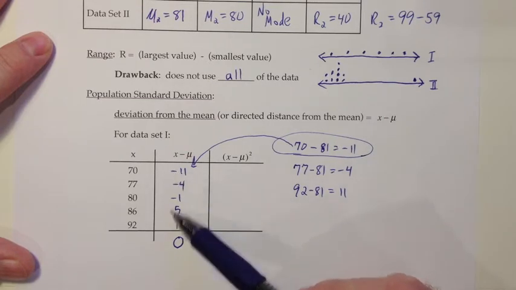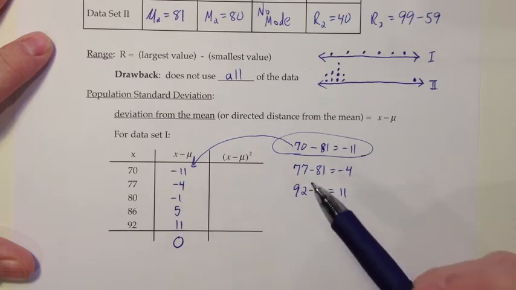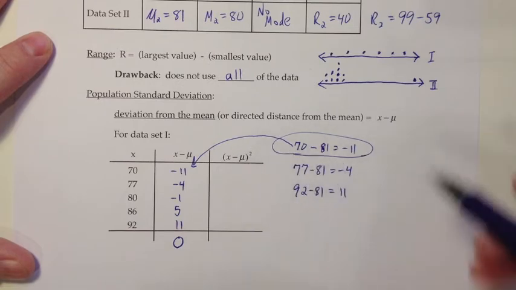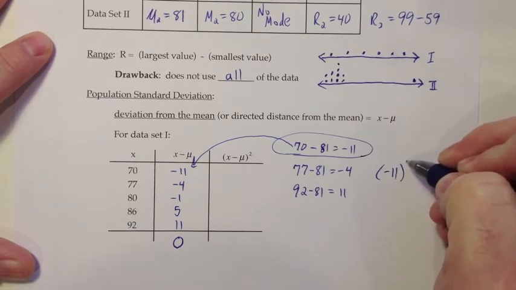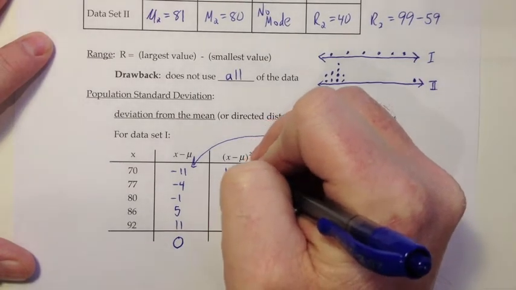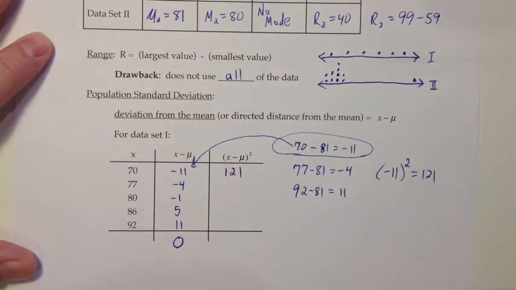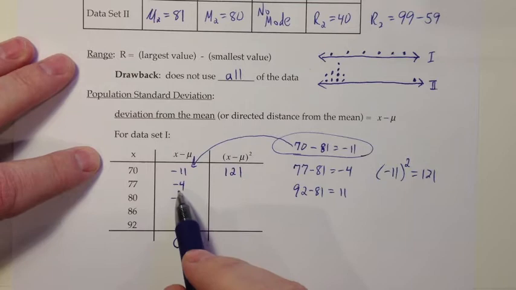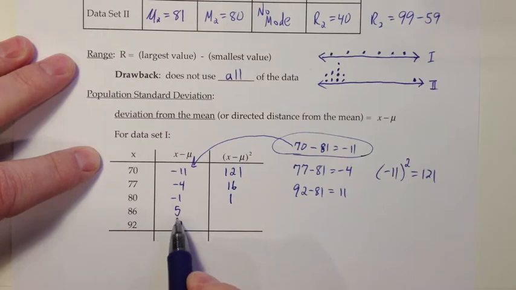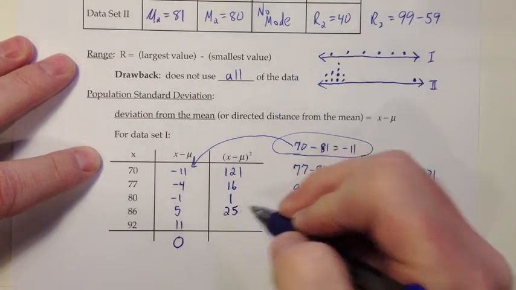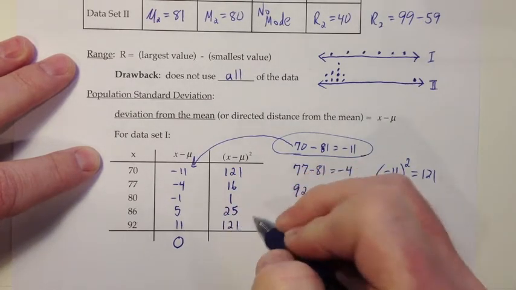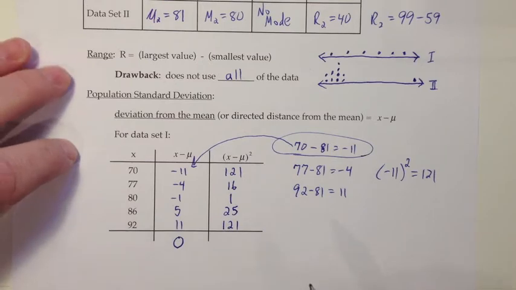One way to do that would be to just get rid of the negatives, but it turns out that mathematically it's a little bit better for the calculations if we square to get rid of those negatives. So if we take that first deviation, negative 11, and we square that, we would get 121, and that would be my first entry here in the x minus mu squared column, and then I would keep doing that. So the next deviation, negative 4, I would square that and get 16. Negative 1 squared would be 1. 5 squared would be 25, and then finally I square this last deviation of 11, and just like the negative 11, when I square it, the negative doesn't matter anymore, and I get 121.